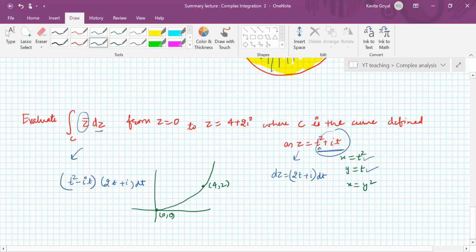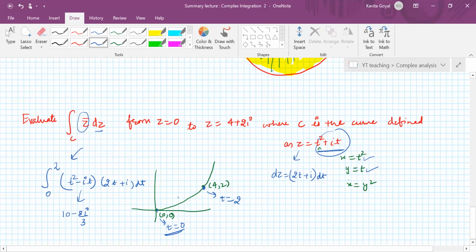At the initial point, what is t? t is 0, because if t is 0, you get x equal to 0 and y equal to 0. At this end point, t is 2, because if t is 2, x is 4 and y is 2. So your integral will be from 0 to 2. Got it? You can just use your normal integration rules. So this is 10 minus 8i by 3. So of course you can integrate when the curves are not closed.